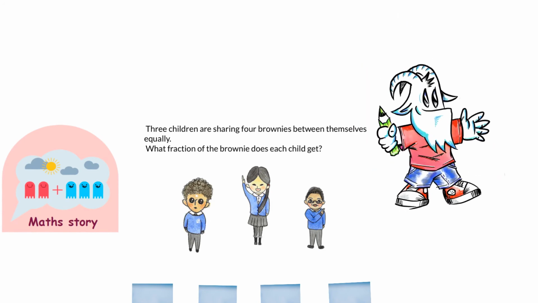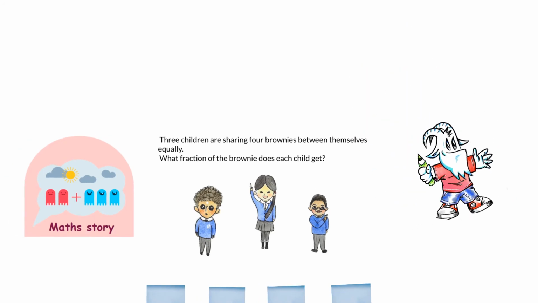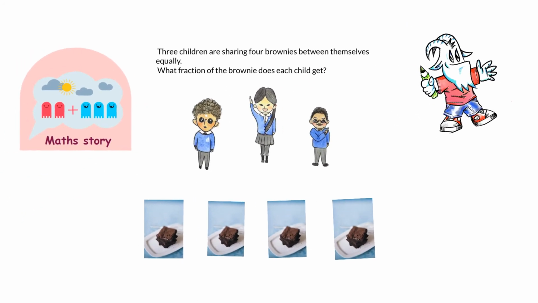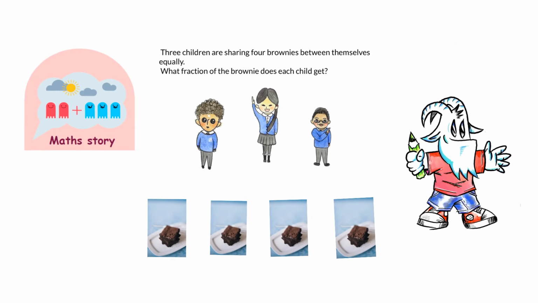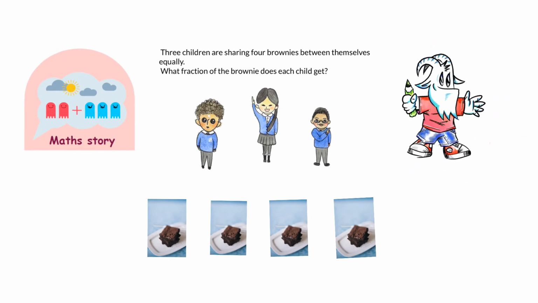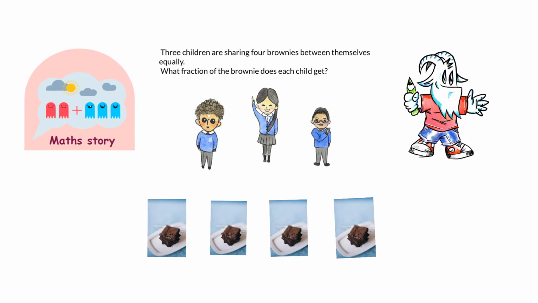Okay, welcome back. So, where did we leave off? We left off with the question is, what is the part and what is the whole in this problem? Let's read the problem one more time. There are 3 children, we definitely know that, and they are sharing 4 brownies between themselves equally. What fraction of the brownie does each child get? So, the whole in the problem are the brownies, because we're sharing them.